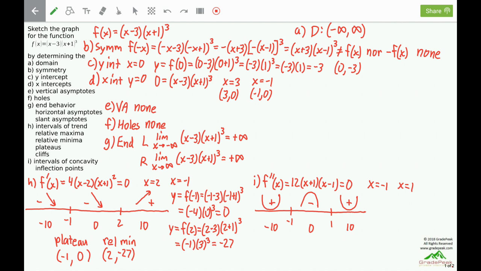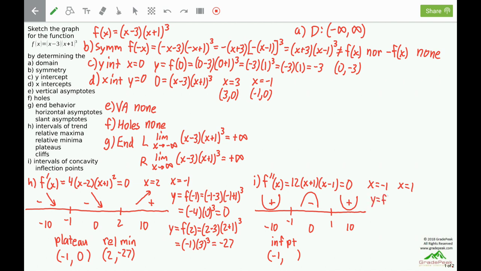Right at the candidate number of x equals negative 1, we have the concavity changing from concave up to concave down. So x equals negative 1 will be an inflection point. It has an x-coordinate of negative 1 and a corresponding y-coordinate that can be found by plugging the x-coordinate back into the original function.